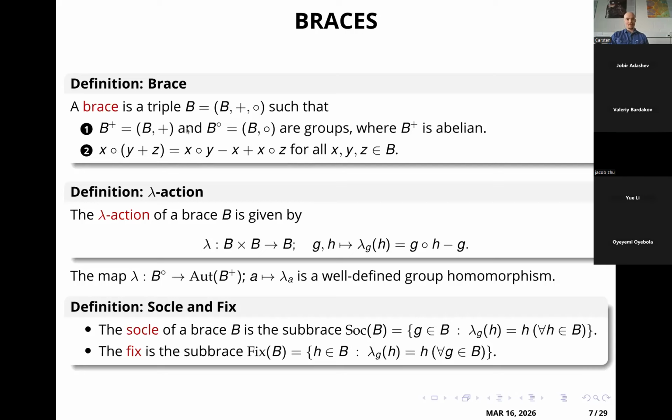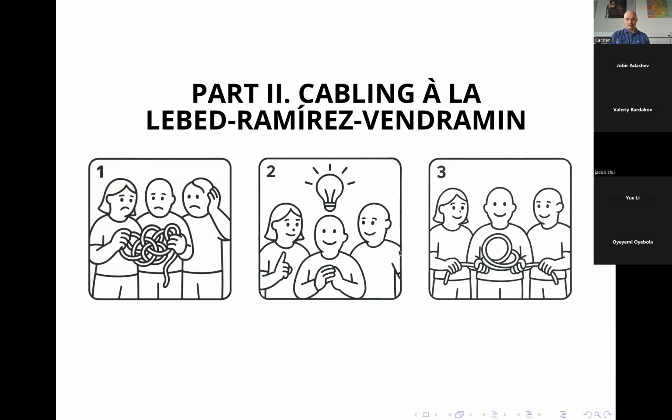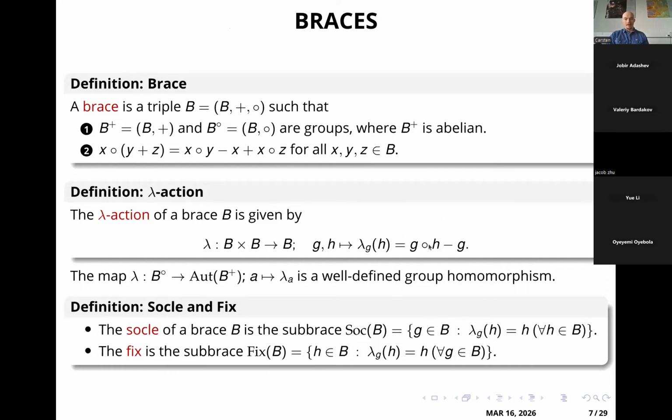And given such a structure, we get, in fact, that the multiplicative group actually acts on the additive group by the so-called lambda action. And this is simply this action which is defined like this. And it turns out that with this so-called lambda action, the additive group becomes a module over the multiplicative group, which is an important fact that we will need later for talking about endocabling.